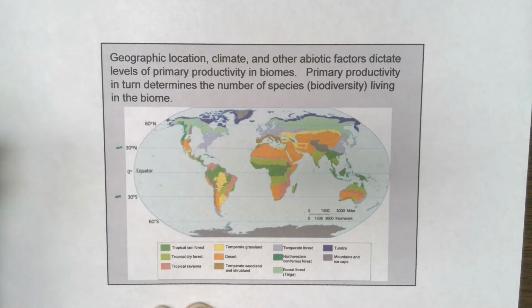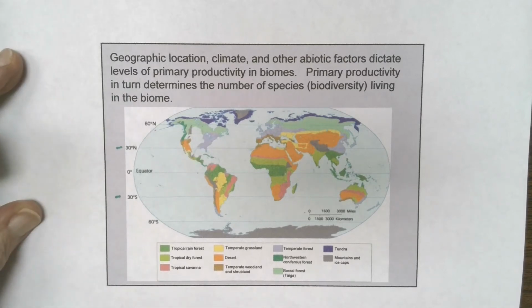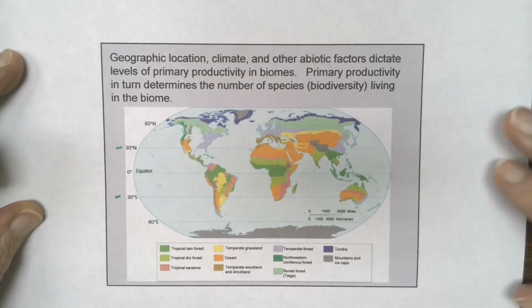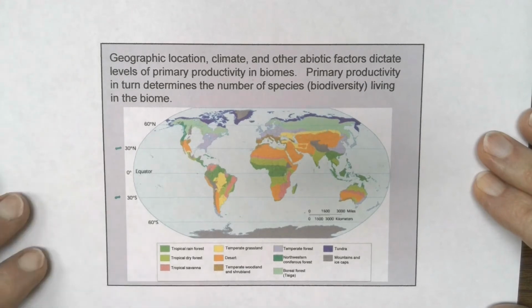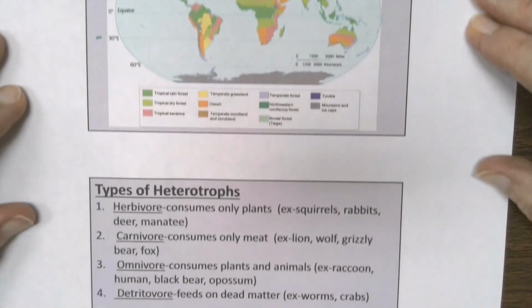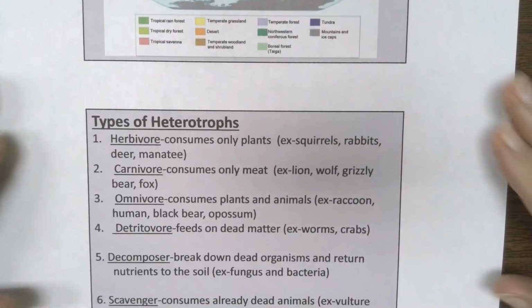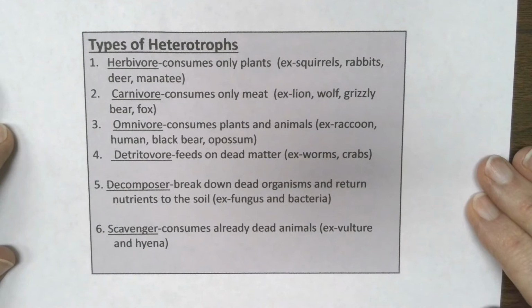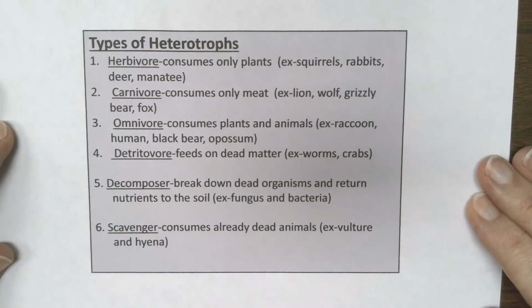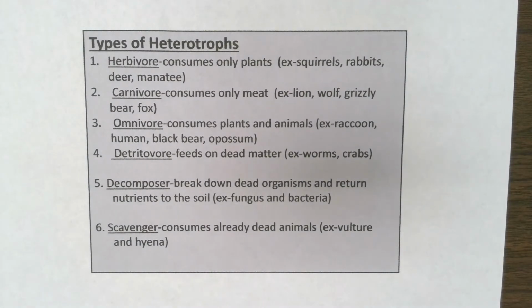So that being said, abiotic factors dictate primary productivity levels. Primary productivity levels dictate overall biodiversity levels in a given ecosystem. Then when we look at the next slide, we're going to transition to the fact that we know we've got to have autotrophs to carry out photosynthesis and make sugar. Then we've got to talk about different types of heterotrophs. Some of these you probably know already, some of them you may not.